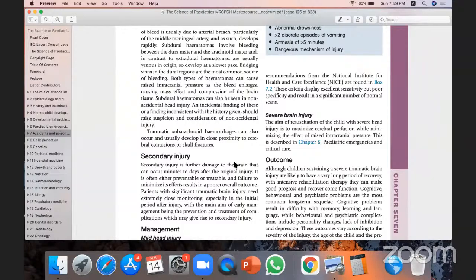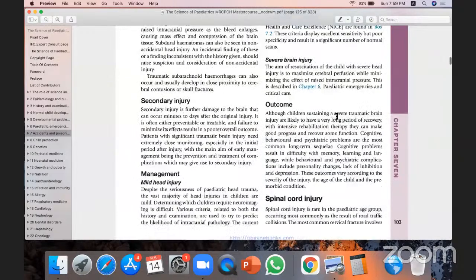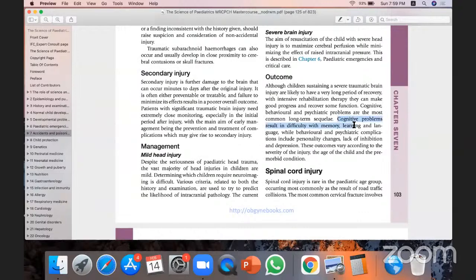We read in our last class, metabolic class. So remember that not only subdural hematoma will help us. We have to think about other differential diagnosis, other physical findings. Secondary injury we discussed, management we discussed. So outcome: remember that cognitive, behavior and psychiatric problems occur after any kind of head injury. Cognitive, then memory, learning problem, language problem, behavior problem, psychiatric problem, personality problem.